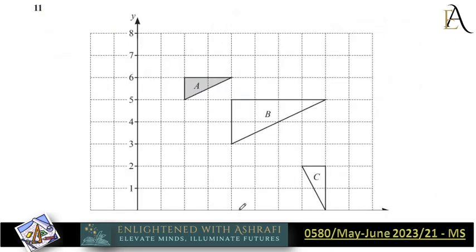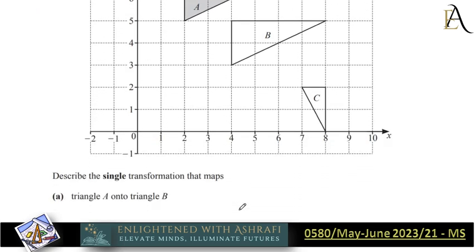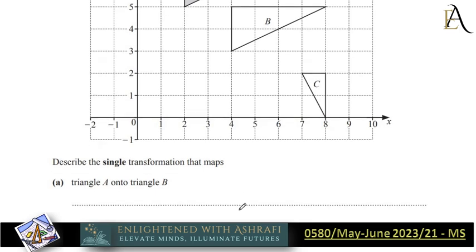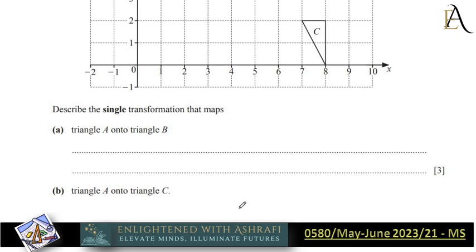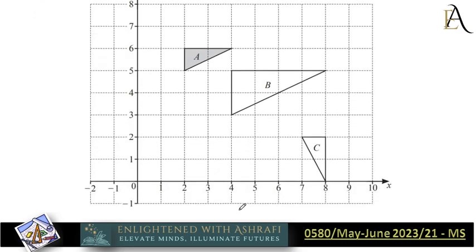Question number 11. We have 3 figures A, B and C. Let's see what the question says. Describe the single transformation that maps triangle A onto triangle B. Okay, now let's see triangle A and triangle B. Now from the diagram we can see that triangle A and triangle B, there is no rotation, there is no reflection.